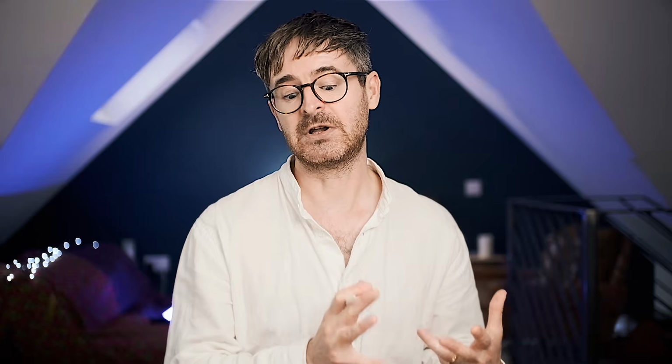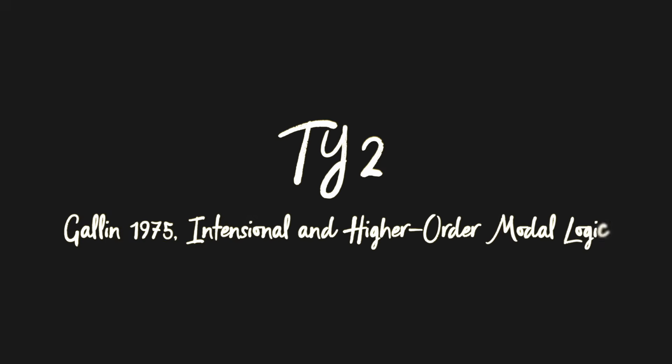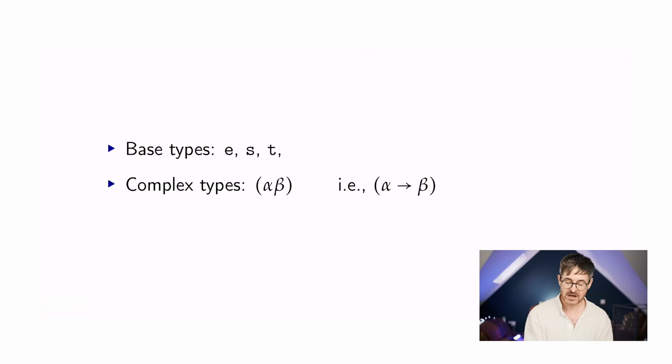Okay, to make that a bit more concrete, a bit more specific, let me give you an example of one particular higher order logic. This is from Gallin, 1975. It's called TY2. To define it, first of all, we define the types. So we're going to have 3 base types. We've got E for individuals. We've got S for, in effect, possible worlds or world-time pairs. Kind of ignore that for the time being. And we've got T, the truth values, like we had before.